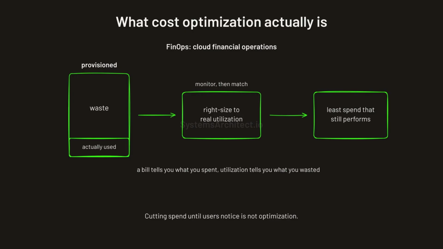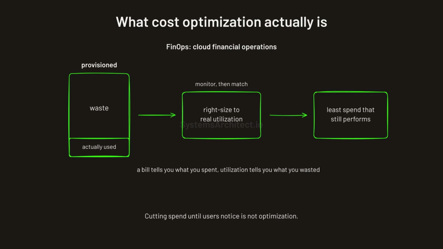The industry calls this discipline FinOps, short for Cloud Financial Operations. A big part of it is monitoring what you run and right-sizing it. You spend the least that still meets your performance promises. Right-sizing means matching each resource to the demand it actually receives. That is rarely the demand you guessed at during launch week.